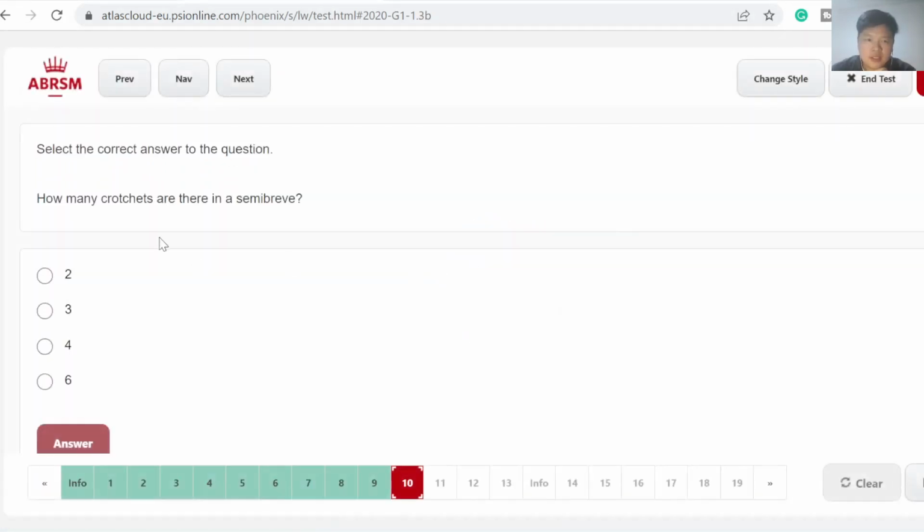Okay, next. How many crotchets are there in a semibreve? First, you need to know what a crotchet is and what a semibreve is, right? So a crotchet is this one, a semibreve is this one. A crotchet is 1 count, a semibreve is 4 counts, so your answer will be 4.